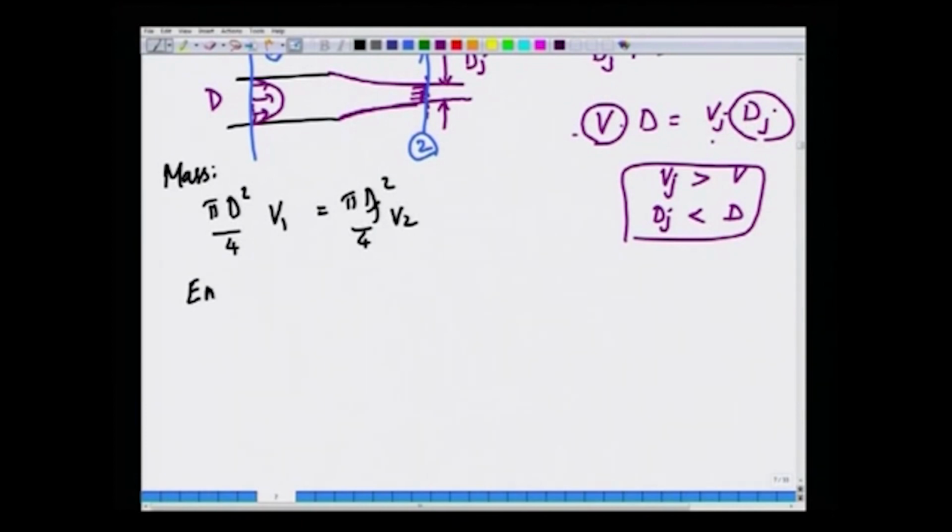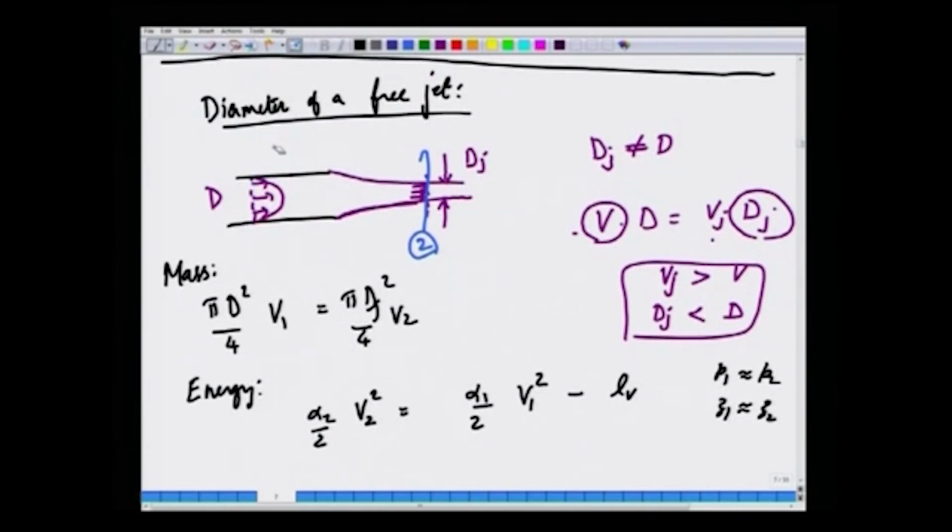The energy balance becomes alpha 2 by 2 times the average velocity squared at 2 is alpha 1 by 2 times the average velocity squared at 1 minus the viscous loss. Now, we have assumed that P1 is approximately equal to P2 and Z1 is approximately equal to Z2. So, now I am going to make a simple change in the CV, that my CV is right at the exit, the point 1, the plane is right at the exit of the tube.